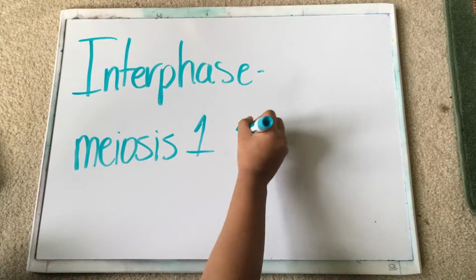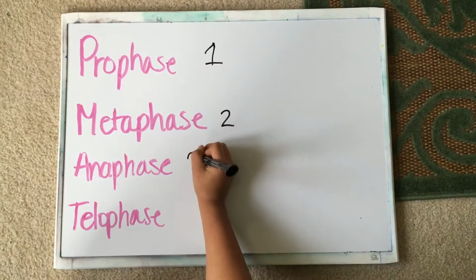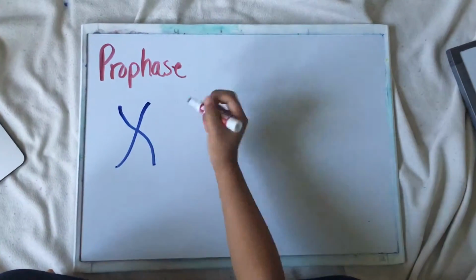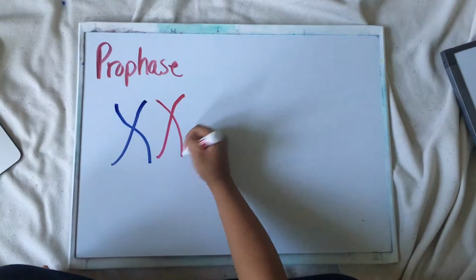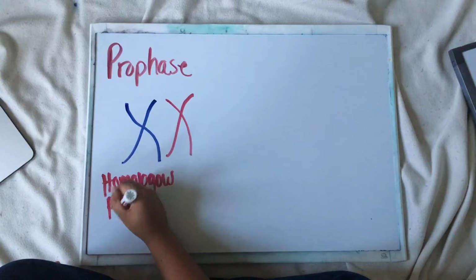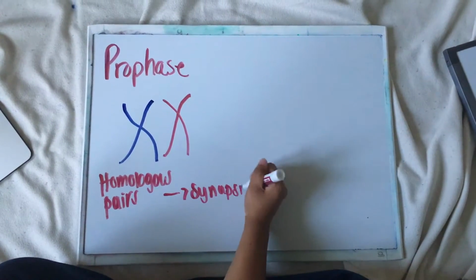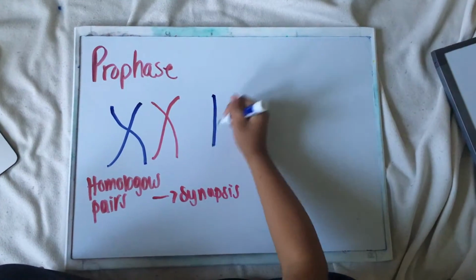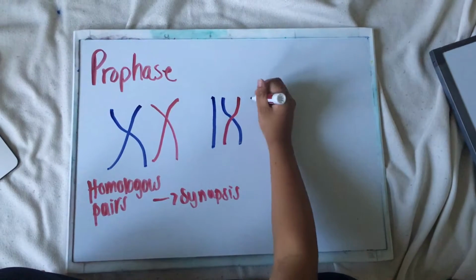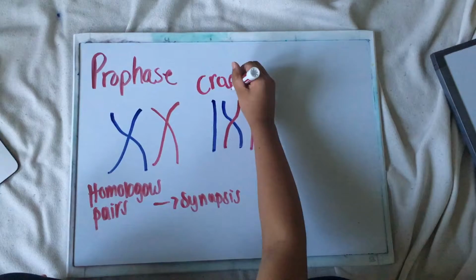When entering meiosis 1 and 2, there are 4 stages. They are called prophase, metaphase, anaphase, and telophase. In prophase 1, the chromosomes line up side by side, and that creates homologous pairs. This process is called synapsis. After synapsis, the chromosome pieces are exchanged between the homologous pairs, and that's called crossing over.